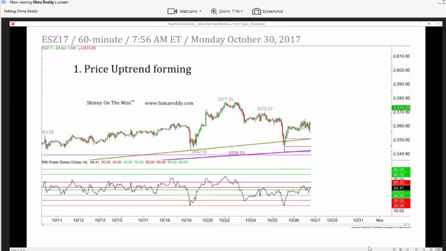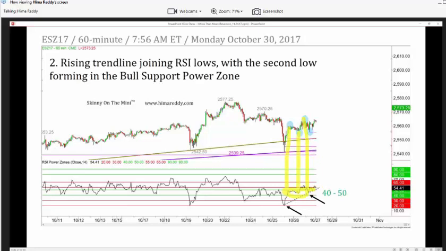So here is a situation where you're looking at the hourly chart and there is a price uptrend forming. How's that? Well, you had a rally, which was still within the context of the lower highs at 257725 and 257025. But then you have this formation of higher lows starting to emerge. And here's the key, guys. This is what really makes the power zones useful. Look at all of this price action, from here to here to here. Look at where the RSI is now basing. It's holding in the bull support power zone. And that's your clue that this might be an uptrend that persists.